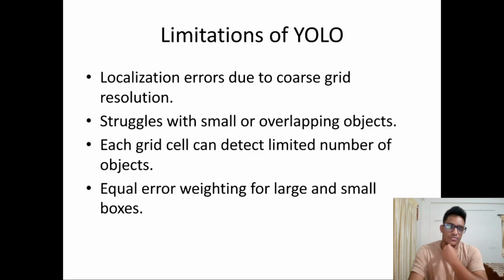So, limitations of YOLO. Localization error occurs due to the grid resolution. Depending on the resolution of the grids we use while dividing the input image into grids, we tend to get a lot of localization error, and it struggles with very small or overlapping objects. As said, occlusion and clustered objects in an image will produce difficulty in detecting and classifying an object. And each grid cell can only detect a limited number of objects. And equal error weightage is used for large and small boxes within the image.